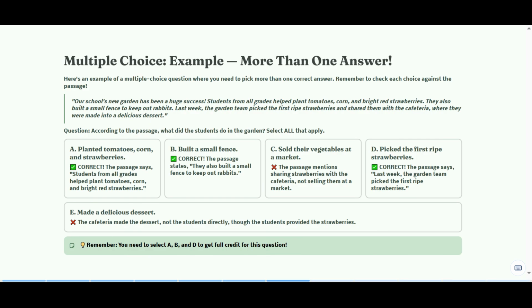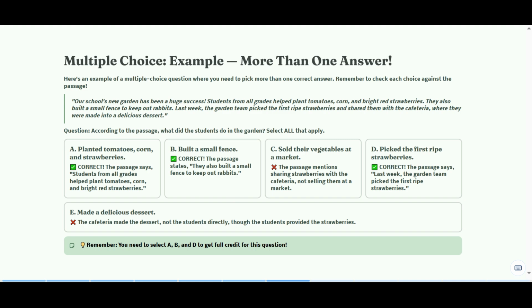Here's the question. According to the passage, what did the students do in the garden? Select all that apply. Is it A, planted tomatoes, corn, and strawberries? B, built a small fence? C, sold their vegetables at a market? Or D, picked the first ripe strawberries?